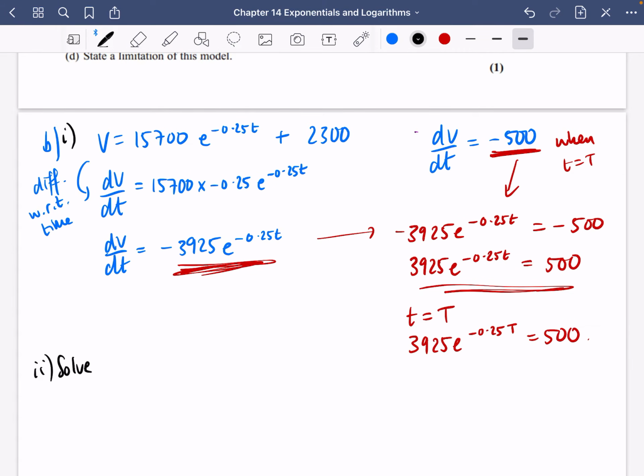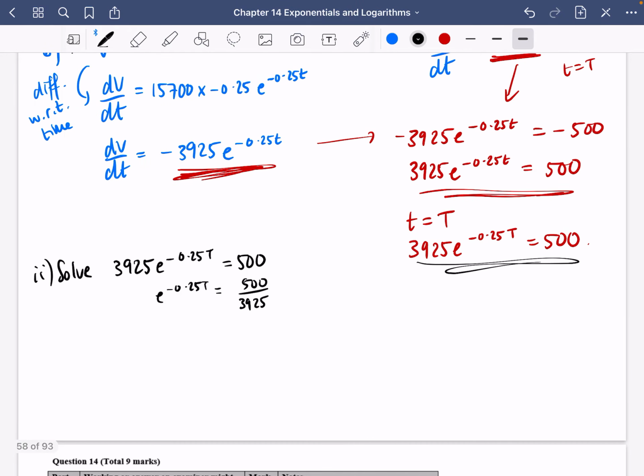We're just going to solve the equation. I'm going to take this and solve it. So it's 3925 e to the minus 0.25T equals 500. Well, I'm going to divide by the 3925. So that's 500 over 3925. And I'm going to take logs of both sides. So when I do the ln of this side, I would get minus 0.25T equals ln of 500 over 3925. So T is going to be equal to the ln of 500 over 3925 divided by minus 0.25.